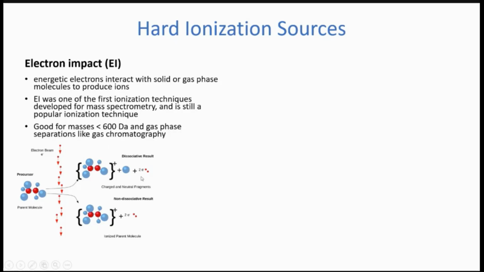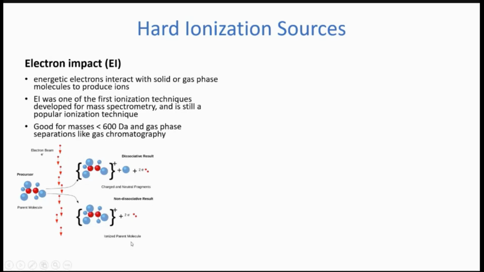So you're usually knocking a couple of electrons out of outer shells and also breaking bonds. When you break a bond, it's called a dissociative result. And if you don't break any bonds, that's a non-dissociative result. And usually the goal is to get here.